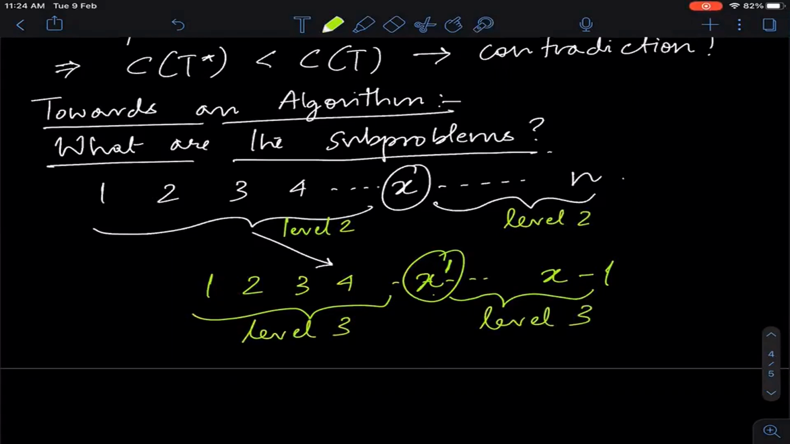Okay, that's how your recurrence is going to work if you want to utilize this optimal substructure property. Now given this, who can tell me how the subproblems should look?